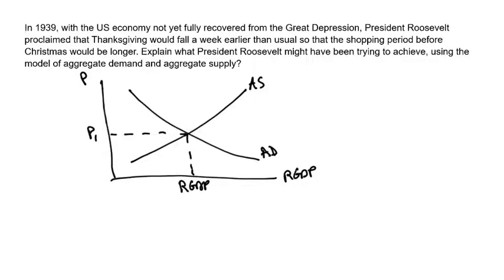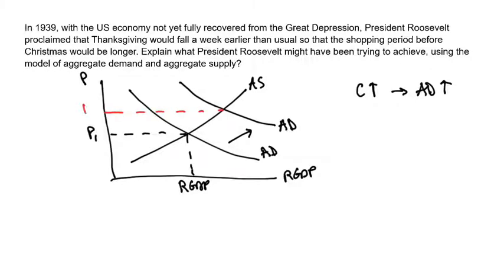So what happens, if consumers are spending more, that means this is part of the aggregate demand curve. The aggregate demand increases. That is a rightward shift in aggregate demand. With that, what do we have here? The prices are higher, but total output is also higher.